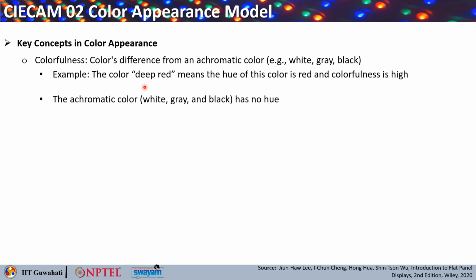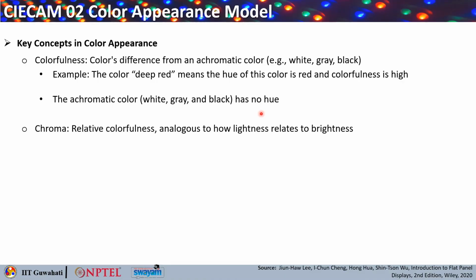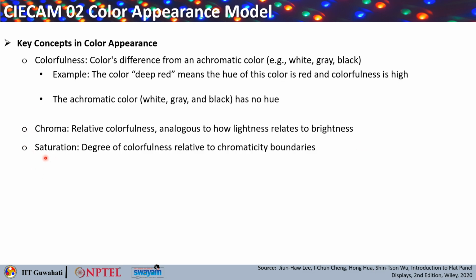So if you take a color like deep red, that means the hue of this color is red, and it is deep red means the colorfulness is really high, okay. And when you talk about the achromatic colors like white, black or gray, they basically have no hue. The next important concept is chroma. So this is basically the relative colorfulness, which is analogous to how lightness relates to the brightness. Then you have saturation, that tells you the degree of colorfulness relative to the chromaticity boundaries.